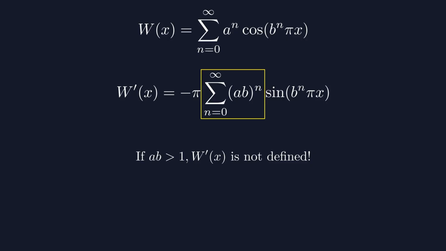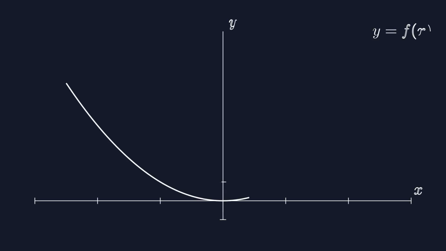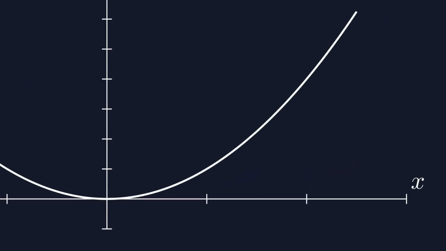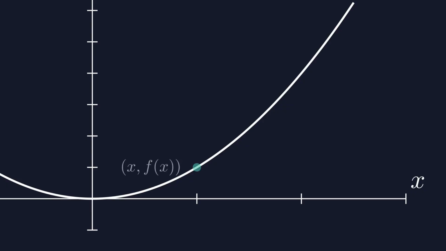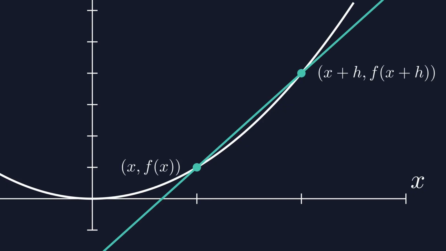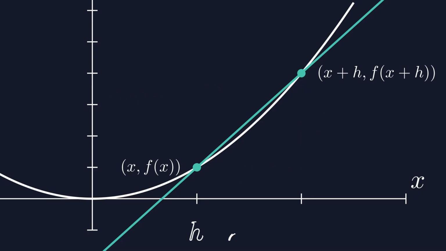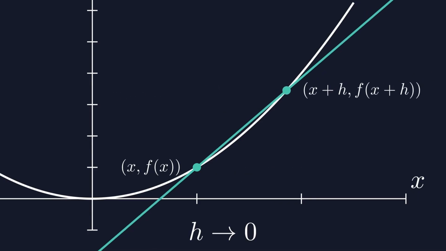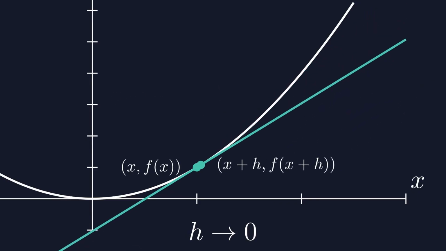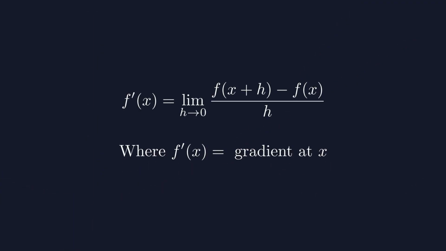We can also explain it graphically. First, let's look at the definition of a derivative. At any point x on a curve, you can draw a line which intersects the curve again. The gradient is the difference in y over the difference in x. As the difference h tends towards 0, the gradient of the line will be the exact gradient at the point x. That gives this formula for the derivative of any function.